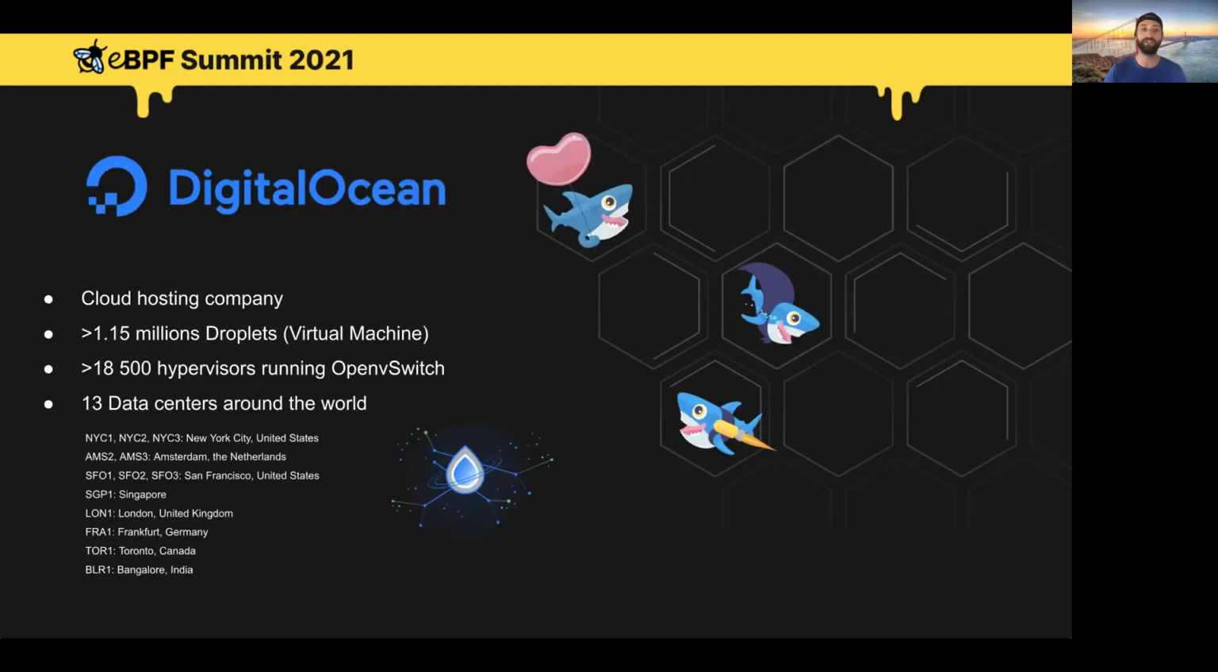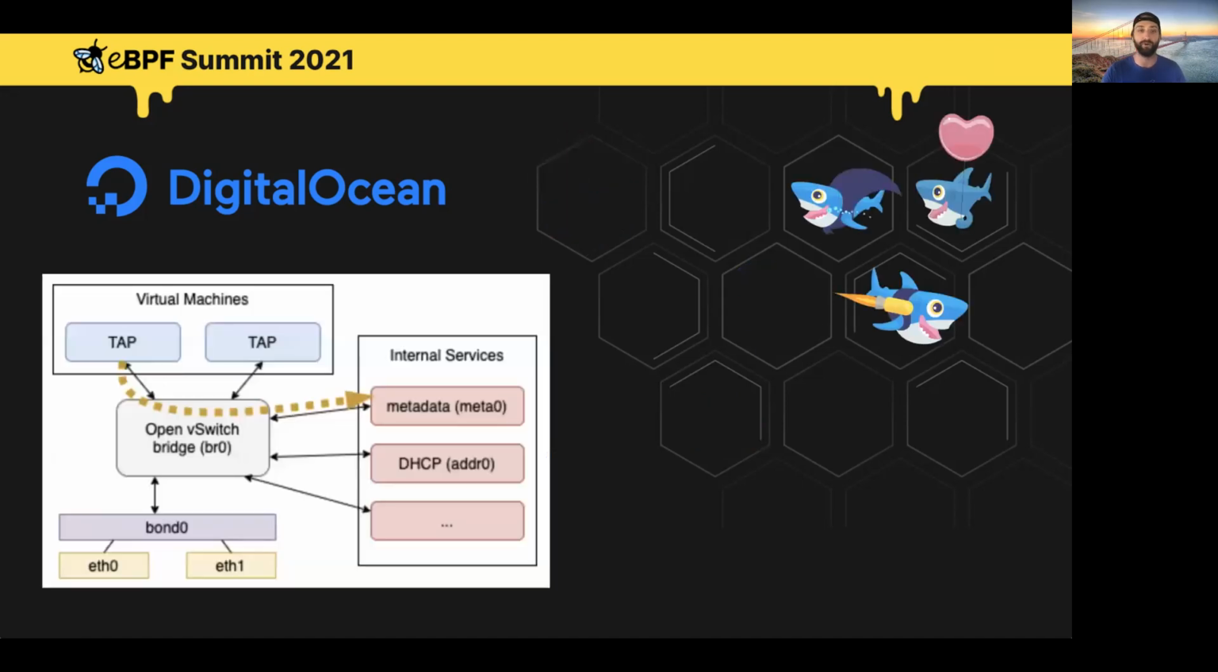But first, DigitalOcean. We're a cloud hosting company hosting more than 1 million virtual machines over 13 data centers. On each of these hypervisors, we are using Open vSwitch as a building block to build our virtual network. Let's see how it works. We have an Open vSwitch bridge, and all the virtual machines' tap interfaces are plugged into this bridge. Our physical interfaces are also plugged into this bridge.